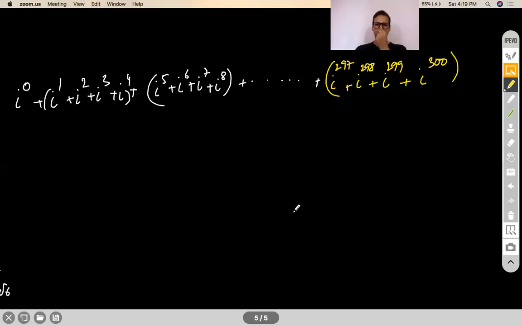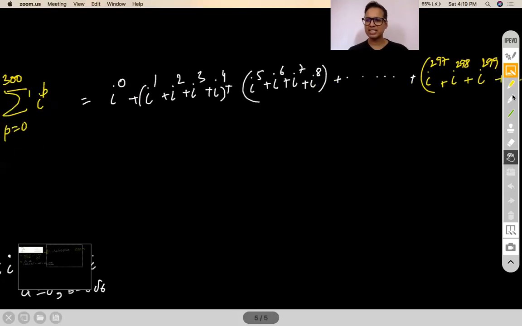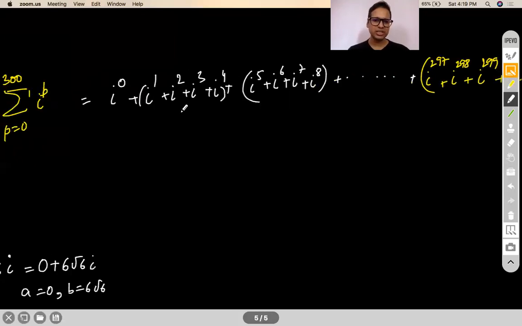Now, the reason why I have put them into brackets is because 4 consecutive powers will add up to 0. So this will be 0, this will be 0, and all these numbers that you'll get will be 0 each. Which property have I used over here? The fact that the sum of 4 consecutive powers of i will add up to give you 0. Ultimately, your answer will be i to the power 0, which is 1.